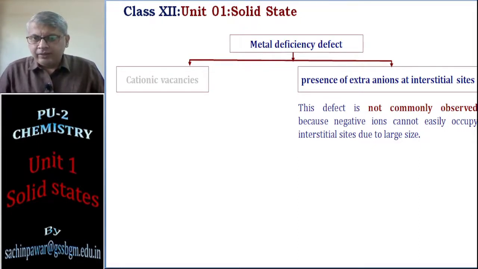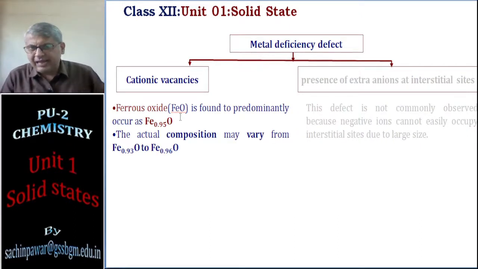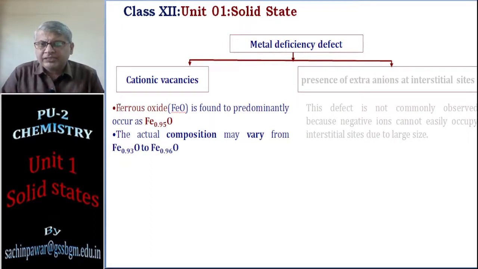Okay, so let's go ahead into the next, cation vacancies. I have just given an explanation. Let's see one example. Ferrous oxide is one example, which gives you cation vacancies.